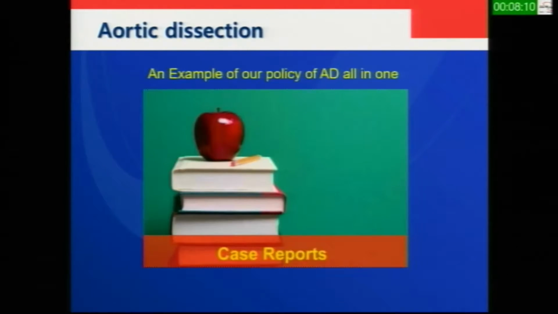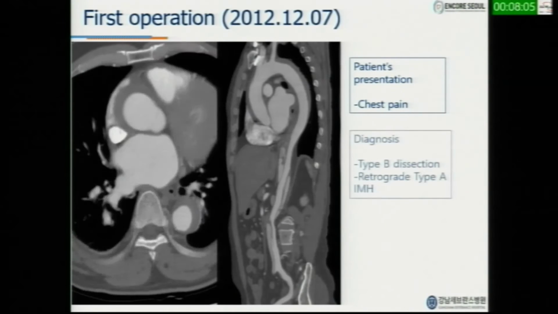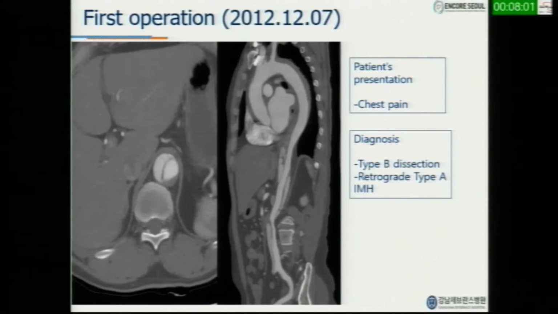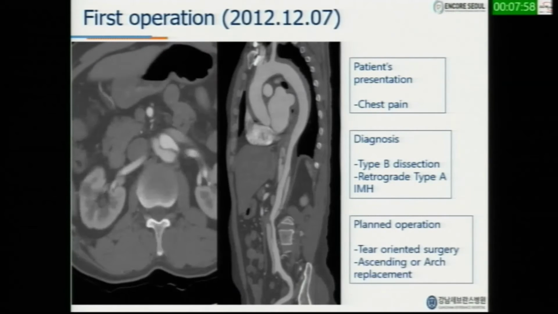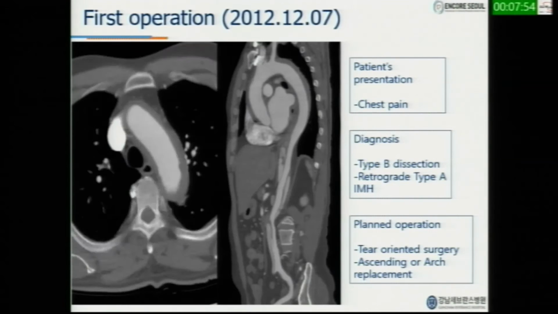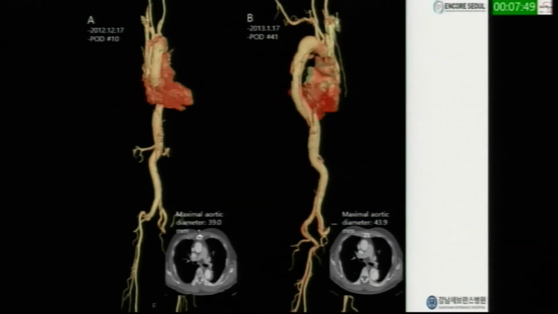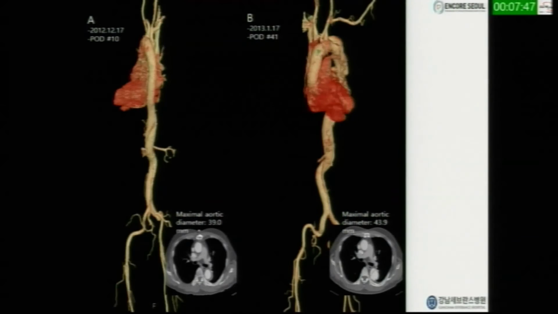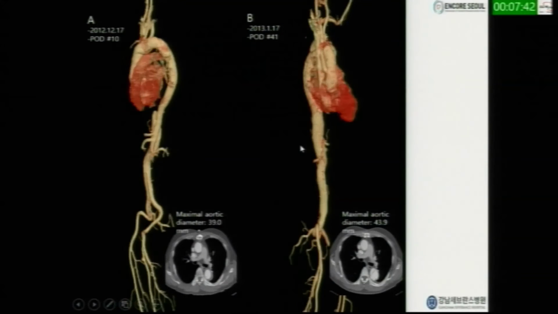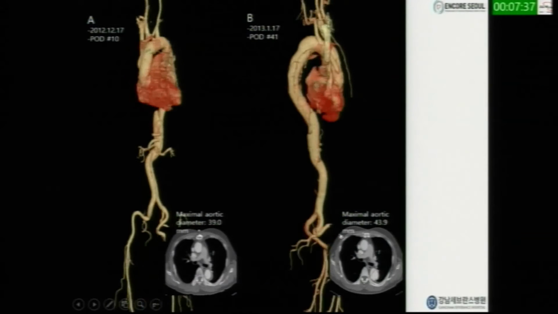for acute aortic dissection. This patient presented with chest pain. As you see in the CTA, diagnosed as type B dissection and retrograde type A intramural hematoma. Our planned operation is ascending aorta replacement and partial arch replacement. On follow-up, at 10 days, the aortic diameter is okay, below the cut-off for intervention, and on day 41 it is also below the cut-off for intervention.